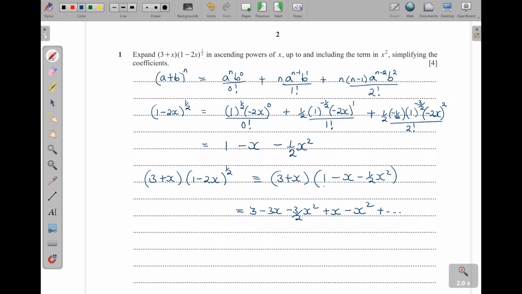And yet we want only those terms that end in x squared, so you ignore the higher powers. So meaning we shall have 3. Now this is minus 3 plus 1, you get minus 2, so that means here we shall have minus 2x, and then minus 3 over 2 minus 1. This will be negative 3 minus 2, that is minus 5 over 2. So that means the coefficient of x squared is going to be minus 5 over 2 of x squared. So this is going to be our answer.